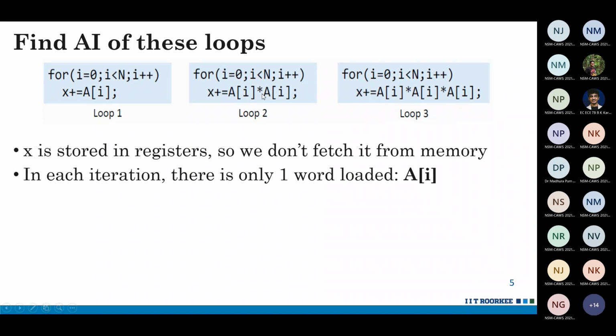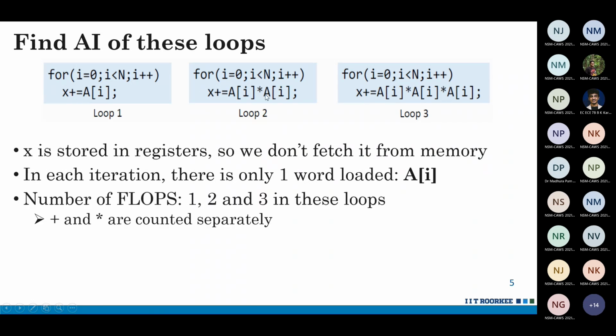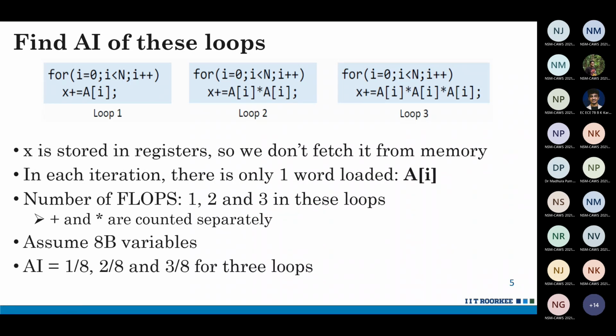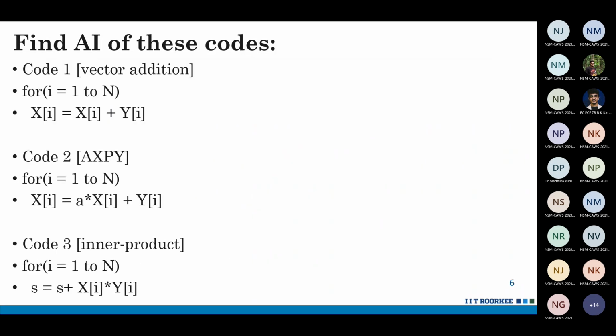In the second one we have two computations, first multiplying and then adding. Similarly in the third loop we have three computations, and in each one only 8 bytes are fetched. So the number of flops is 1, 2 and 3, and the data fetched is 8 bytes. So AI is 1 by 8, 2 by 8, 3 by 8 for these three loops, that is one computation per 8 bytes.